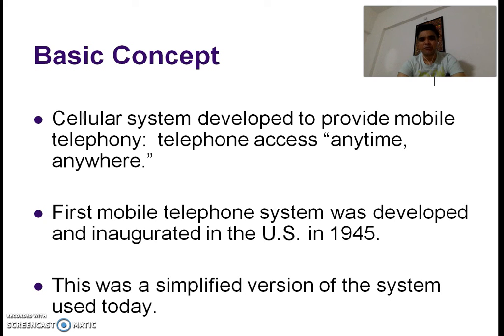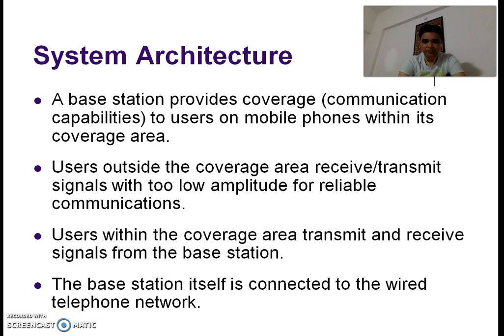The cellular system was developed to provide mobile telephony access anytime, anywhere. The first mobile telephone system was developed and inaugurated in the United States in 1945. This was a very simplified version of the system used today. A base station provides coverage, what we used to call communication capabilities. Mostly these are the frequencies over which we communicate to users on mobile phones within its coverage area.